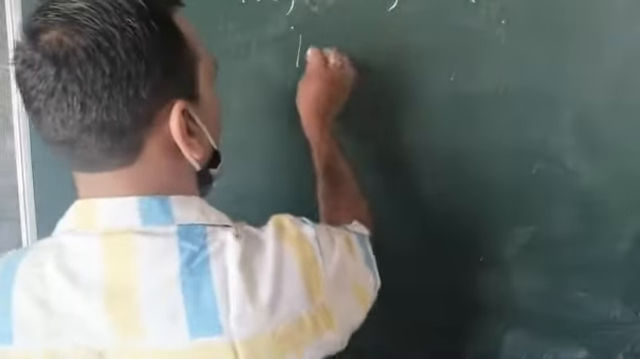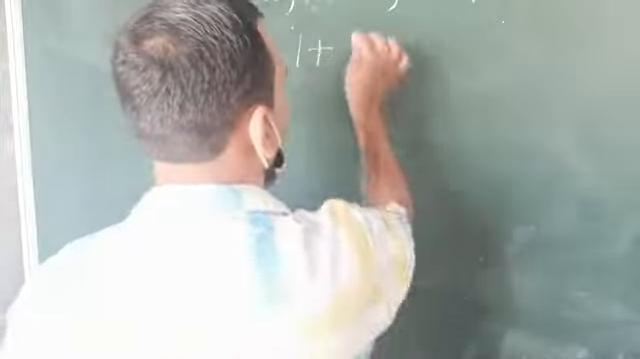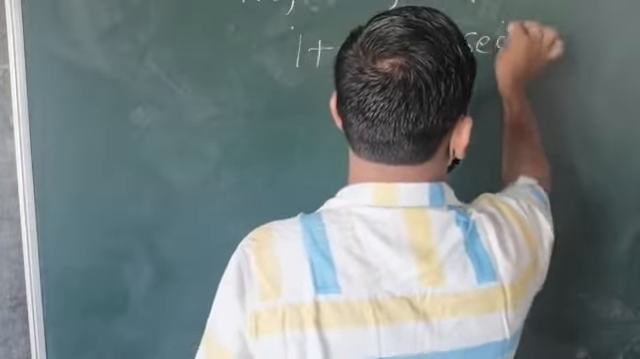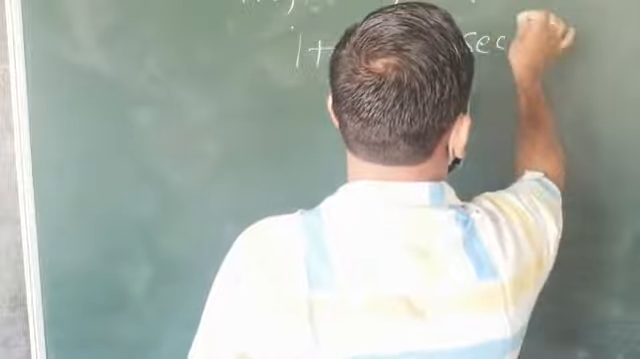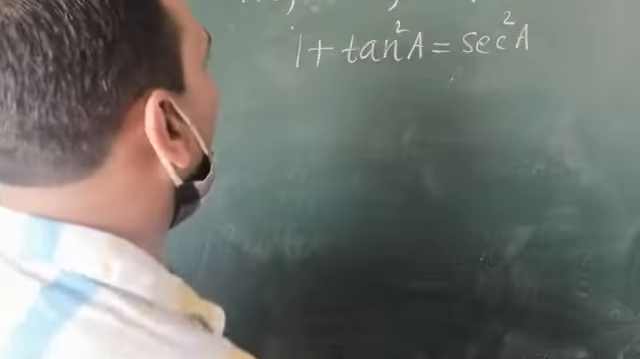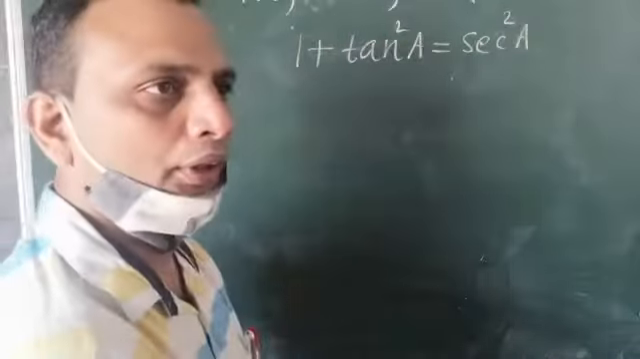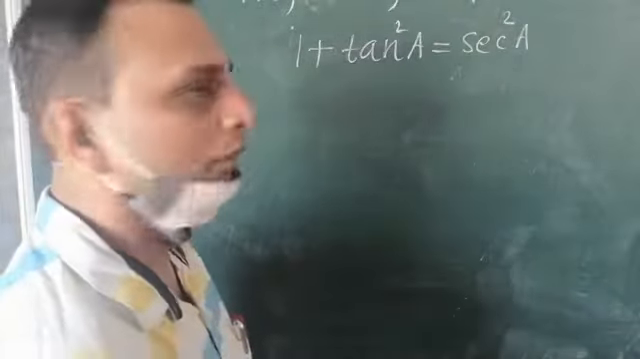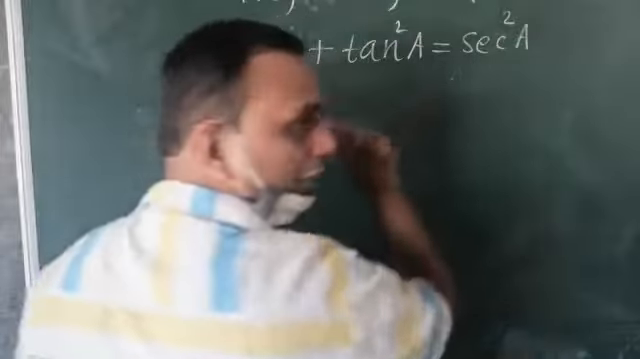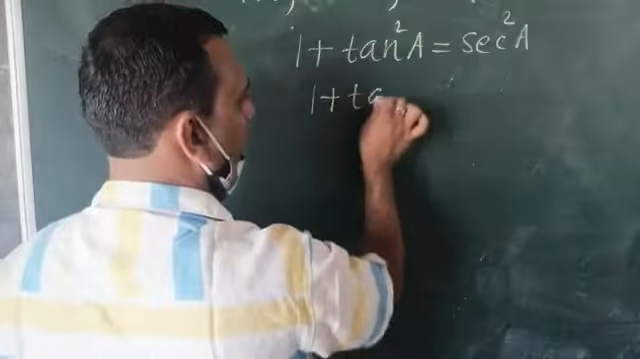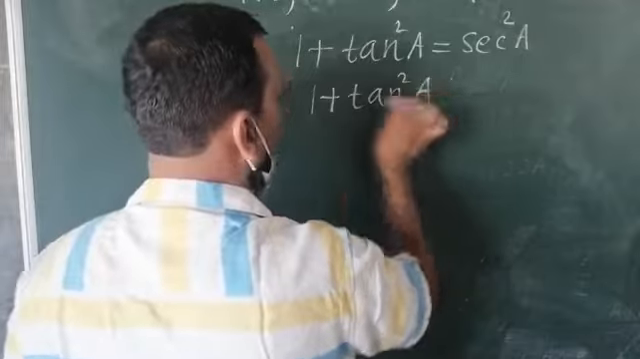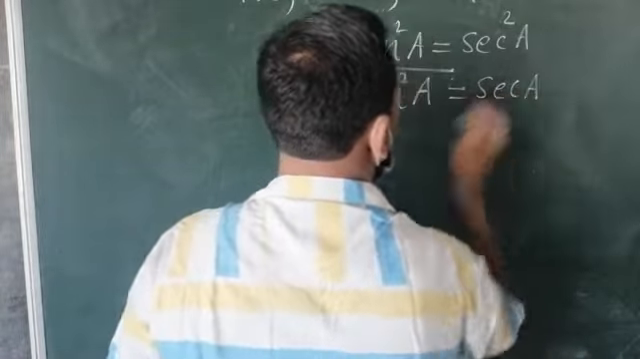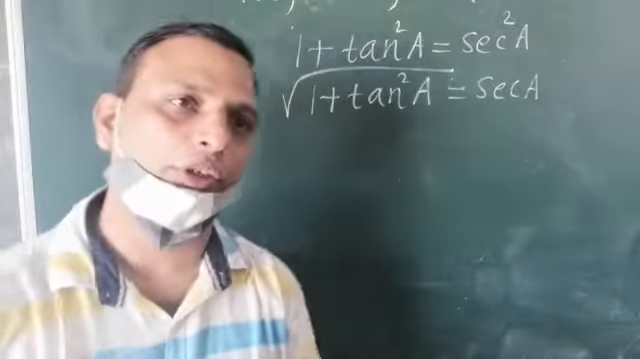1 plus tan square A equal to what? Sec square A. I have to convert this in the form of sec square A. Now how to convert? See, same we will do. 1 plus tan square A. If I put the root here, what will come here? Sec A. This is the only answer. Over.